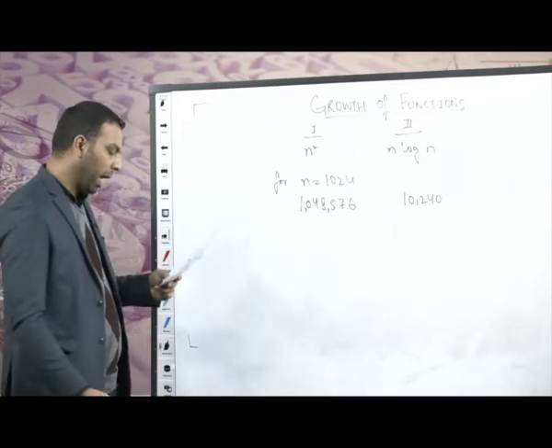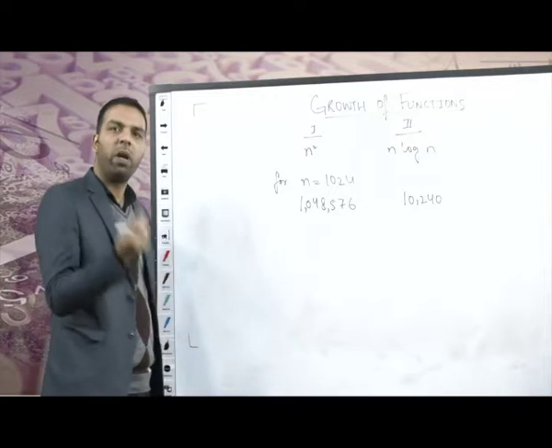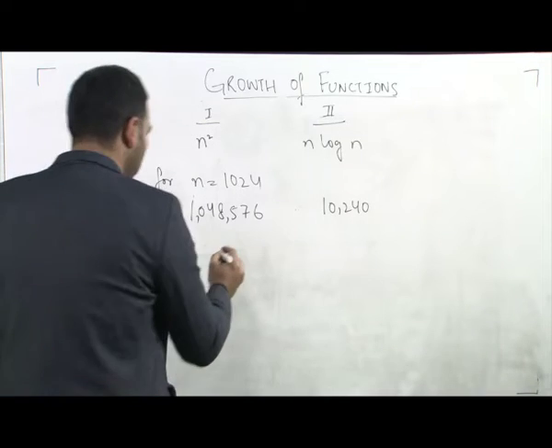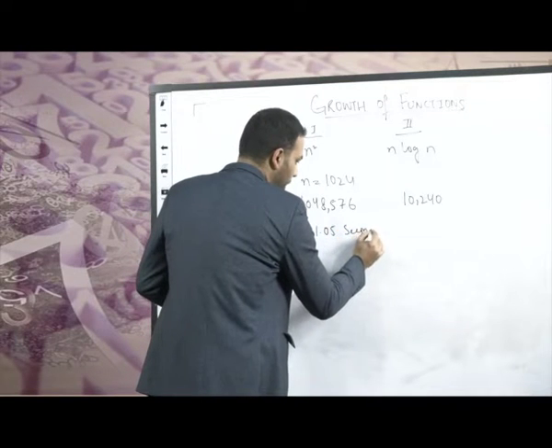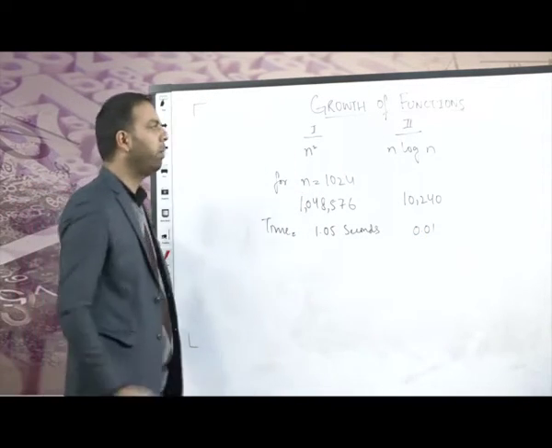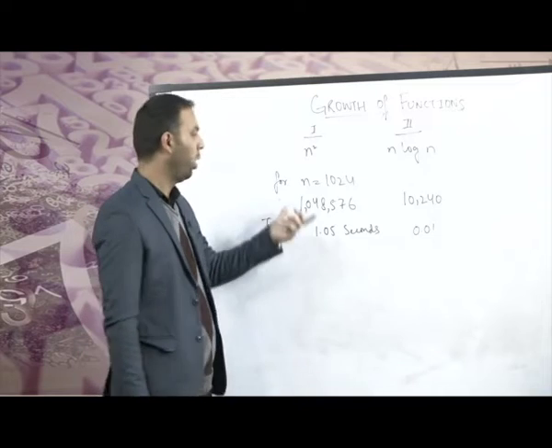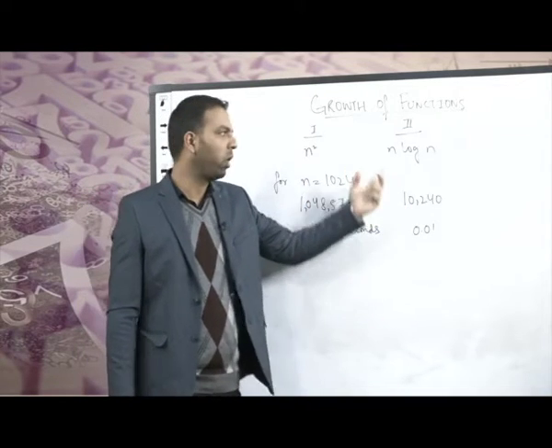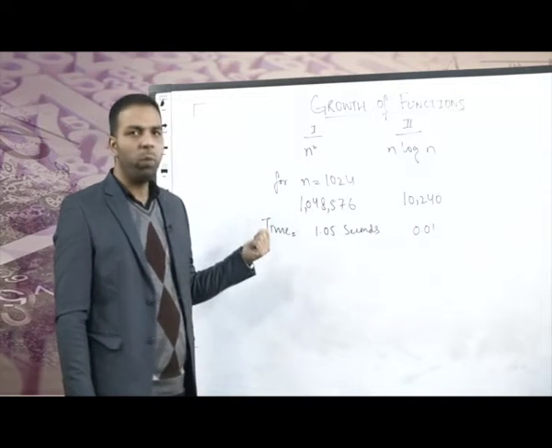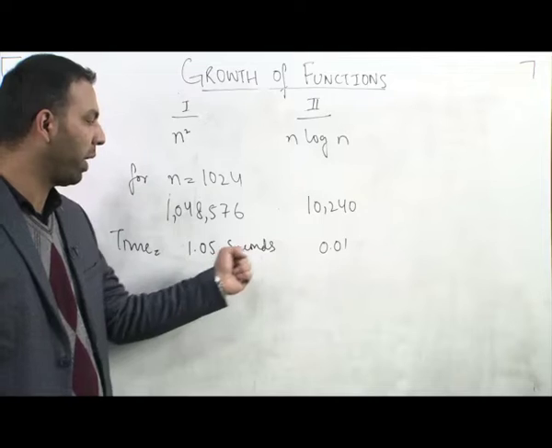Now, if we assume that it takes 1 microsecond for each instruction to execute, the actual time will be 1.05 seconds, and if we multiply here, it will be 0.01 seconds. So far, we have done nothing. We have simply taken two algorithms, one with n square time, another with running time n log n, and an example where n is equal to 1024. So 1024 squared is this much, and n log n means 1024 log 1024, which is 10240. Then we assume that it takes 1 microsecond to execute one instruction, and multiplying 1 microsecond with this, we get 1.05 seconds and 0.01 seconds.